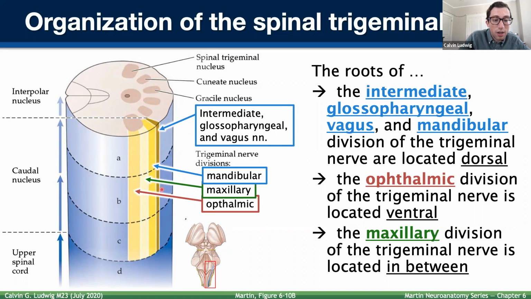So this dark, sort of mustard yellow sliver here are the intermediate glossopharyngeal and vagus, and then also one next door neighbor is mandibular, this sort of lighter yellow, or more pure yellow. The ophthalmic division of the trigeminal nerve is located ventral here in red. So all the way ventral, this light yellow, here's the ophthalmic division where it arises or leads to, and then the maxillary is in between in green.